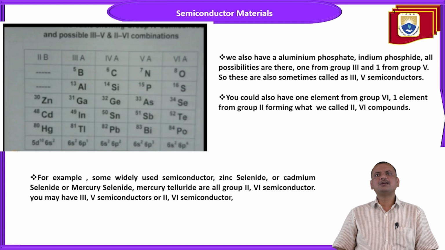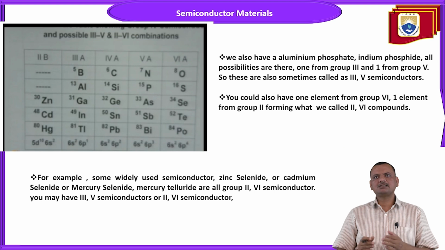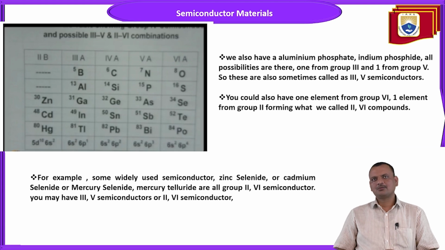We also have aluminum phosphide. Aluminum is also a third group element and phosphorus is a fifth group element. Indium phosphide: indium is a third group element, phosphorus is a fifth group element. So all possibilities are there, one element from the third group and one from the fifth group. These are sometimes also called third-fifth semiconductors. You could also have one element from group six and one element from group two.